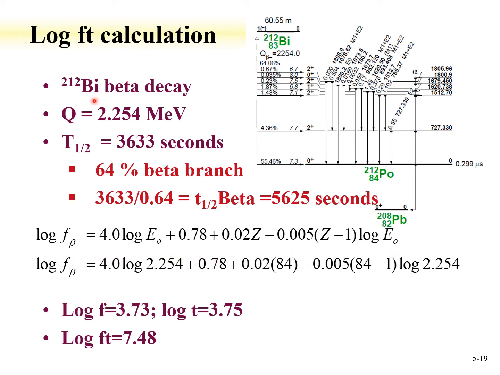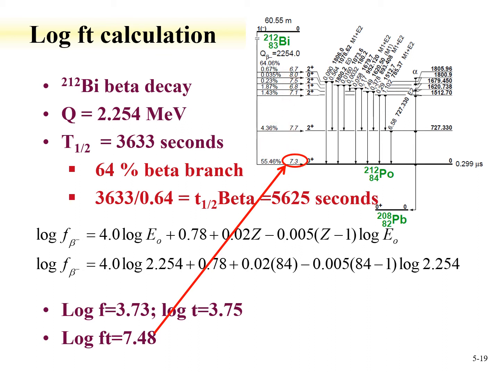I plug in my half-life, I plug in my Q value, I get my log f is 3.37, my log t is 3.75, I get a log ft value of about 7.5, and I actually compare this to what's listed in the table of the isotopes. As you see here, these values are my log ft values for the individual transitions.